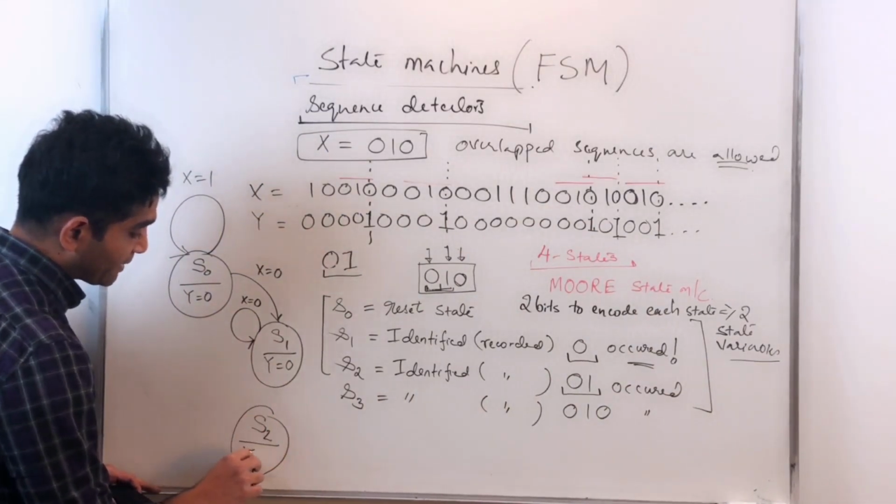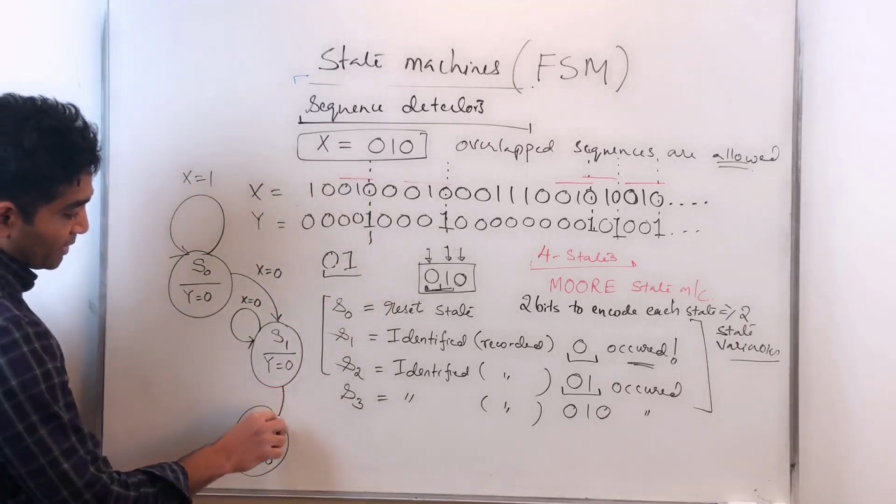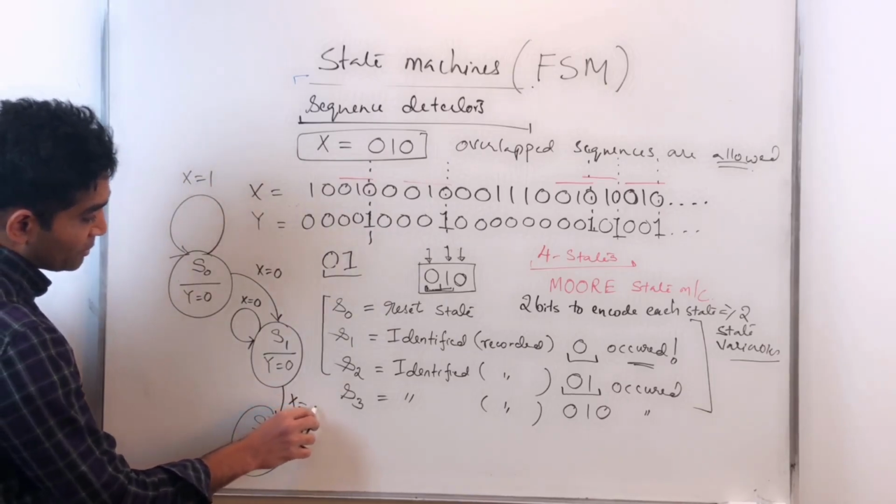Again, I have not identified the entire sequence, so my output is still 0. So with x equal to 1, I transition to the S2 state.